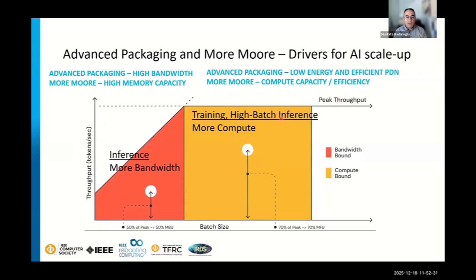For high-batch inference systems, which are typically well suited for AI data centers as well as AI training, it will require more compute resources, because you are able to reuse the same memory for multiple users or multiple batch-size workloads, so performance is directly limited by the compute. But here, advanced packaging is the primary solution making both achievable. Advanced packaging for the first part of the graph provides high bandwidth and high memory capacity, by simply increasing the number of bits per unit volume. And for the compute-bound part, particularly low-energy and efficient power distribution networks, advanced packaging is key, and more compute capacity and efficiency by integrating more MACs, maybe at wafer scale, as Paolo addressed in the previous talk.